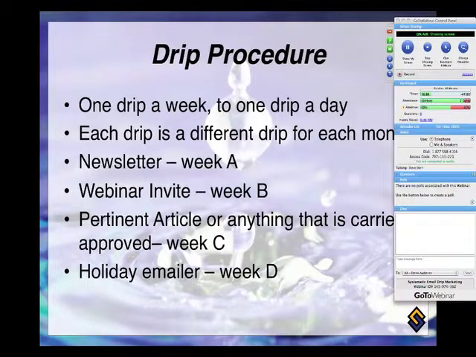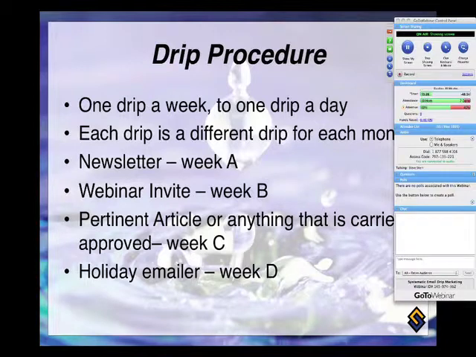So for example, what you could do is maybe week A, first week in the month, do the monthly newsletter that we send out to you guys. Maybe week B, you do your webinar invite. Week C, you could send out a personal article or a pertinent article that you found online, something from a reputable source such as the Wall Street Journal or The Economist. Also that week you could actually do the webinar itself, and then maybe a holiday email. This is an example. You don't have to stick to the schedule.